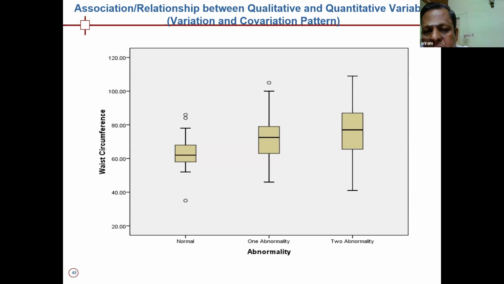And variation is also different: one group has high variation, and there is much lesser variation in normal people. So this has to be statistically tested, whether waist circumference differs among the three groups. That is all. Here the statistical test is called one-way ANOVA. Likewise, you have to identify the appropriate statistical test and test.